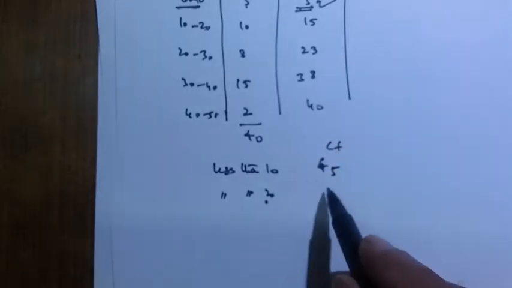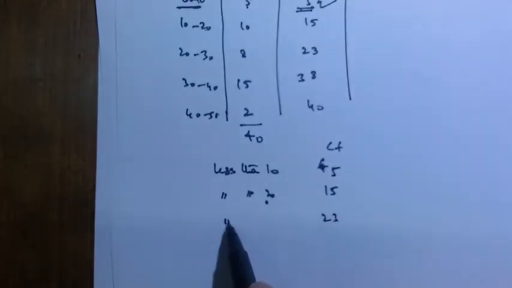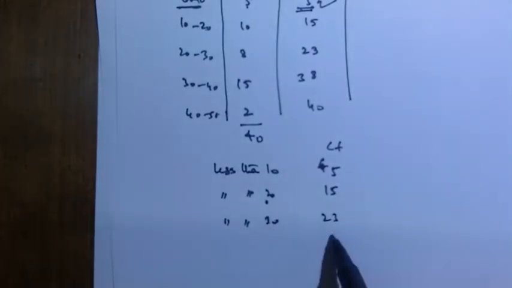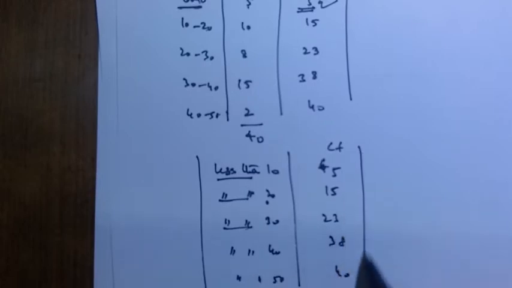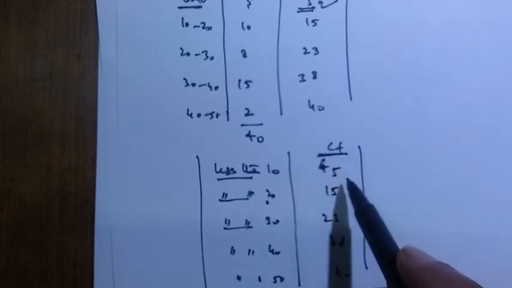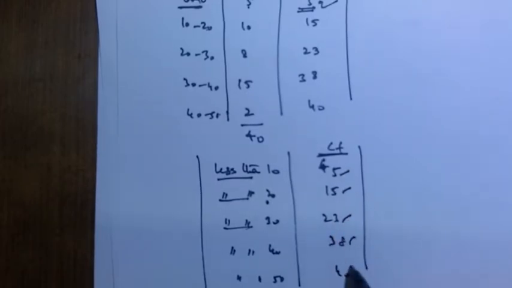Less than 20 it is equal to 15. We added this. Then 23 is less than 30. What is the 38? The students who got less than 40. And what is 40? All the people have got less than 50. When you find a table like this involving less than, it is not a frequency table, but a cumulative frequency table.